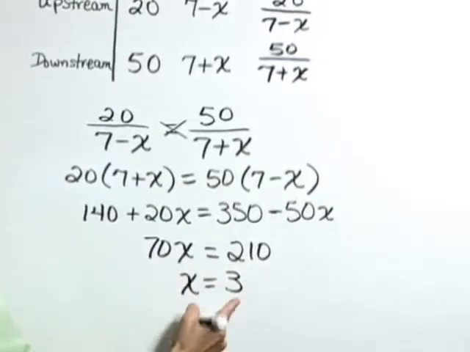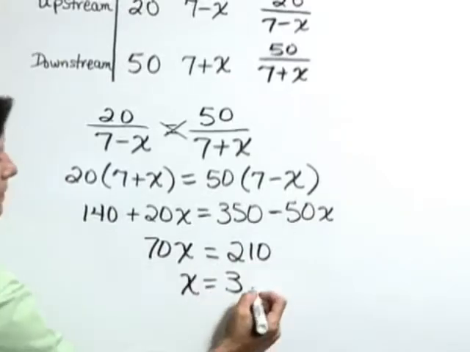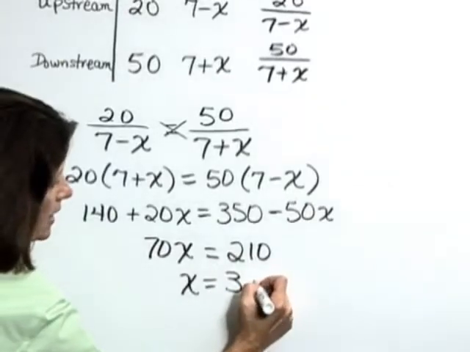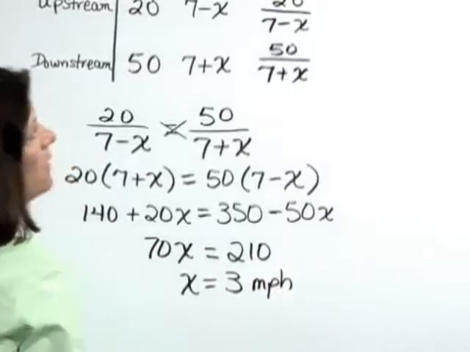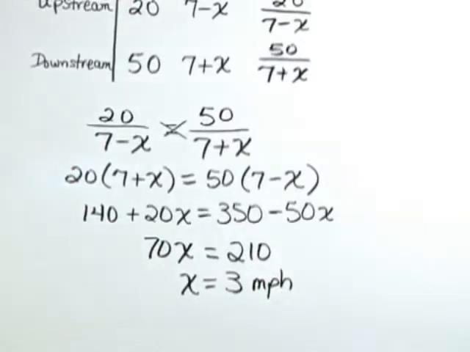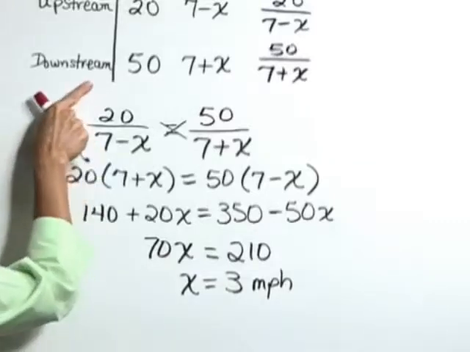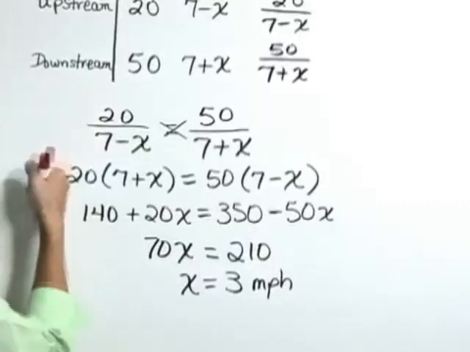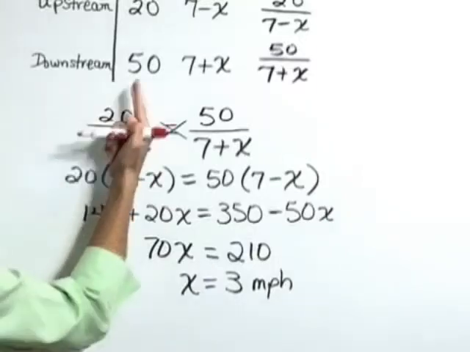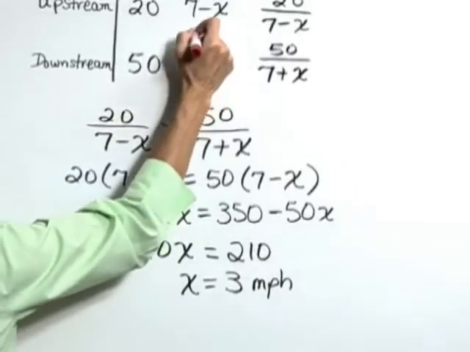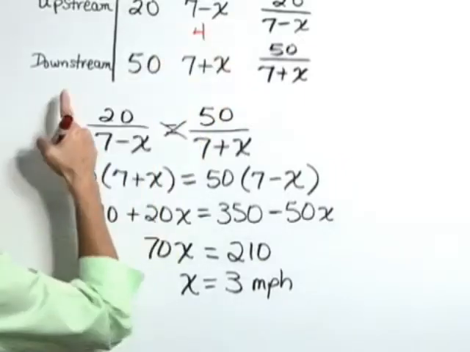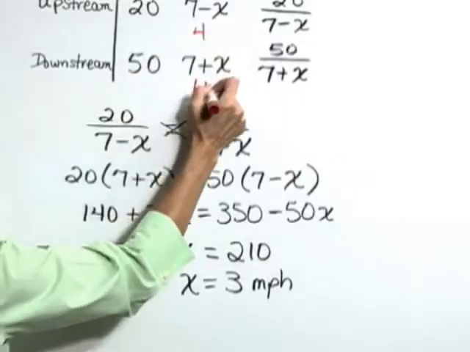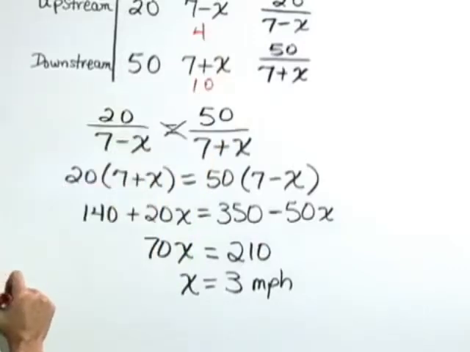Remember that this is a rate or a speed, so that's 3 miles per hour. Now, let's just run a quick check of this. We'll just talk our way through this using our table above. If that rate is 3 miles per hour, then upstream, the boat's going to travel 7 minus 3, or 4 miles per hour. Downstream, 7 plus 3, or 10 miles per hour.